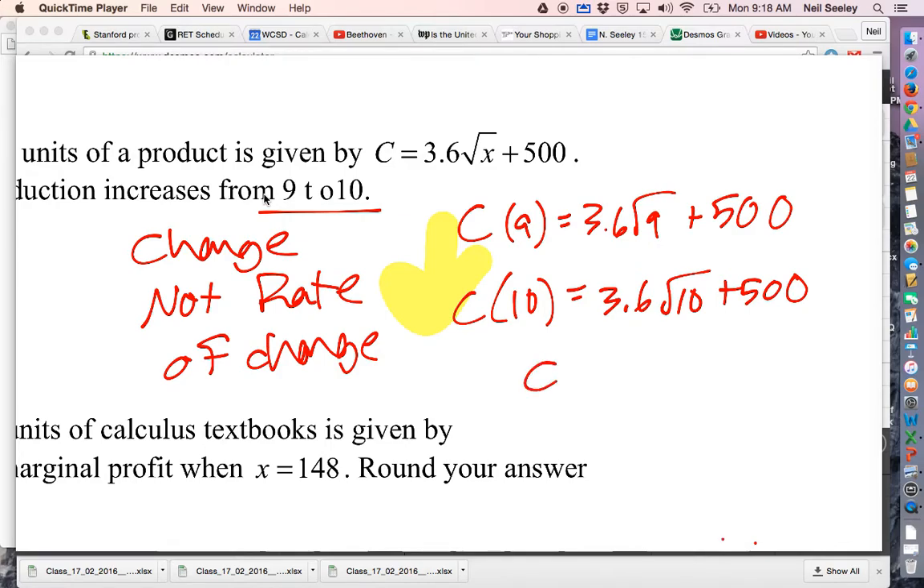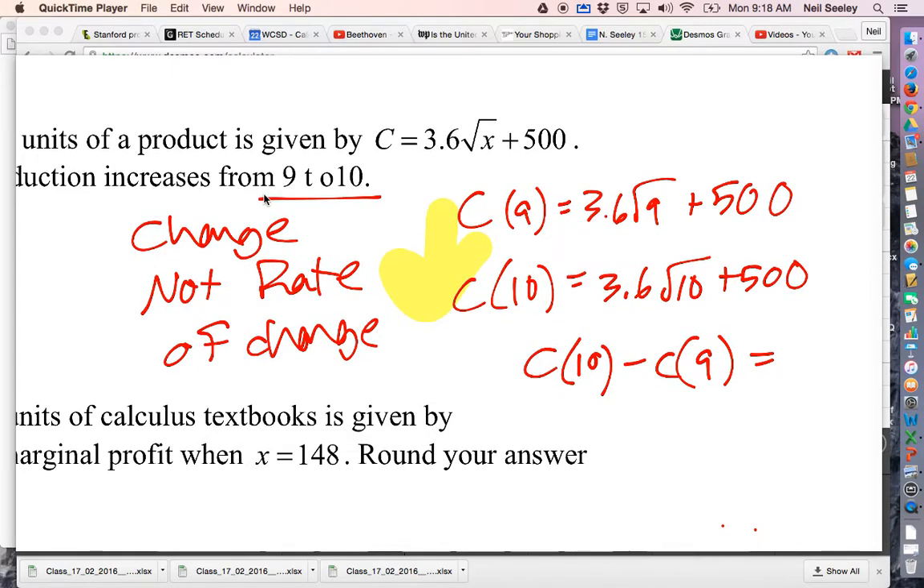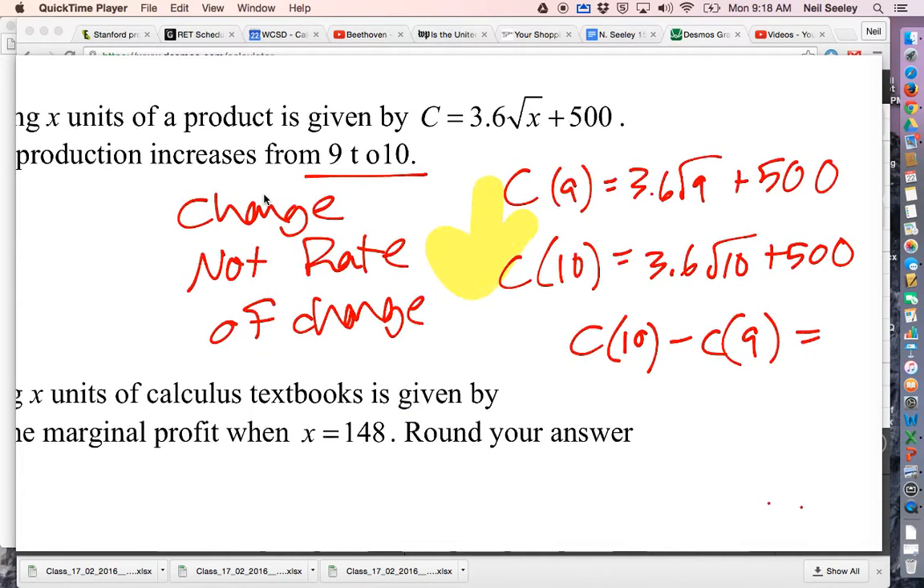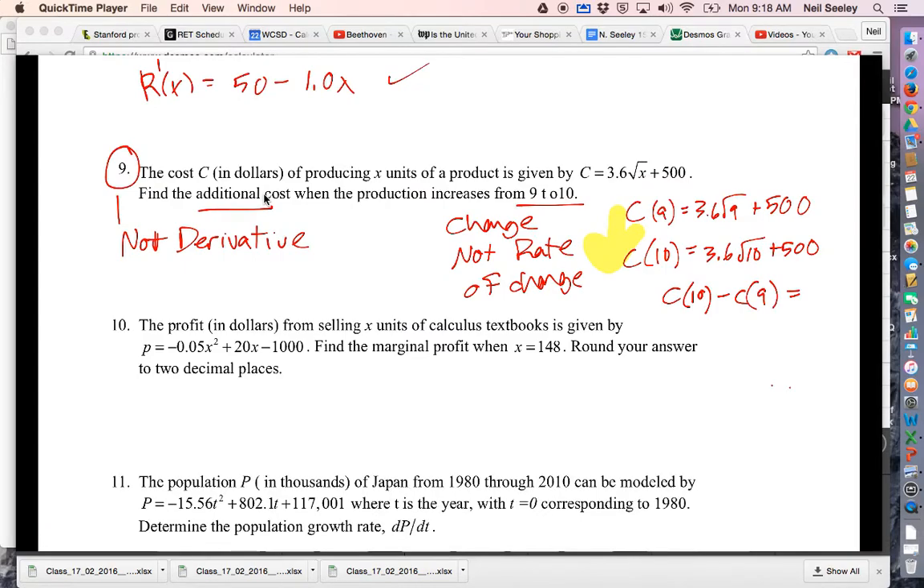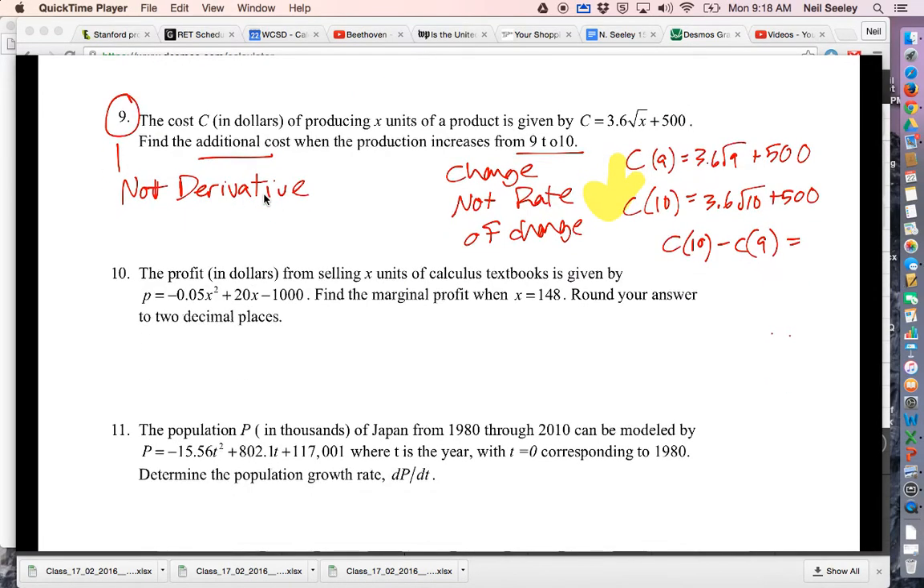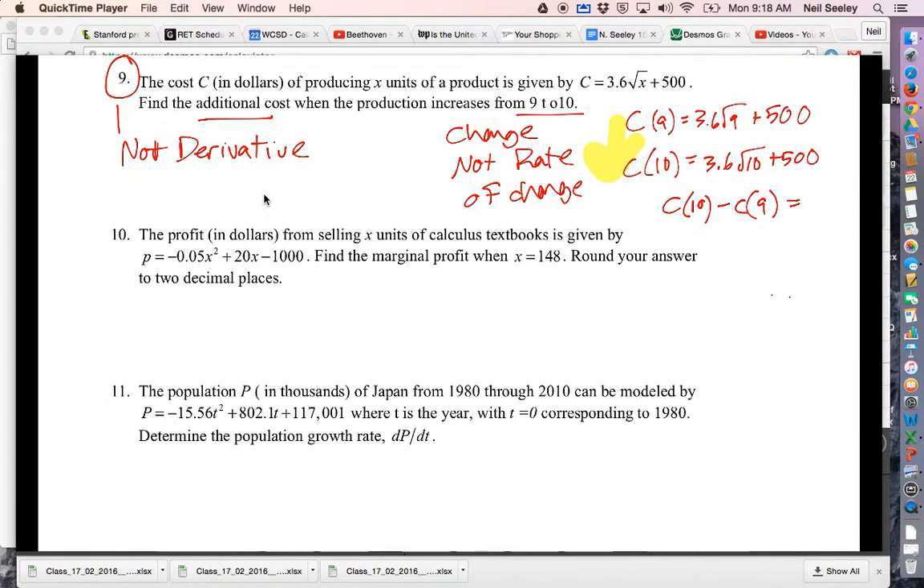So ultimately we want to do C10 minus C9 to find that change. And negative means it decreased, and positive means it increased in that time. And those are things you want to identify. Again, I'll plug those in a little bit later, and you can get those values. Just look to the PDF that comes out.